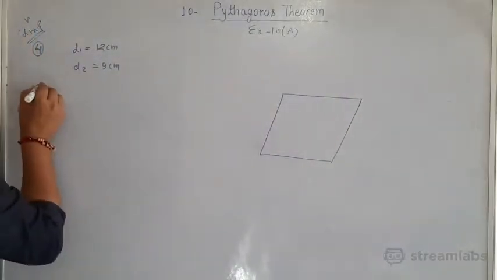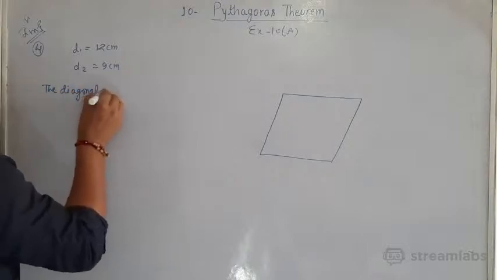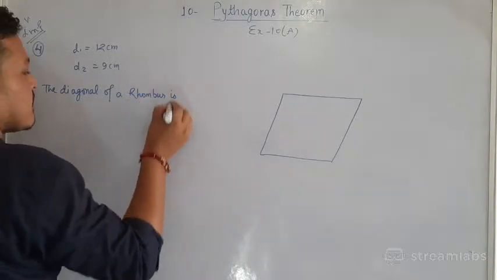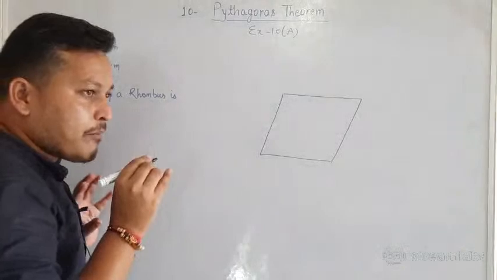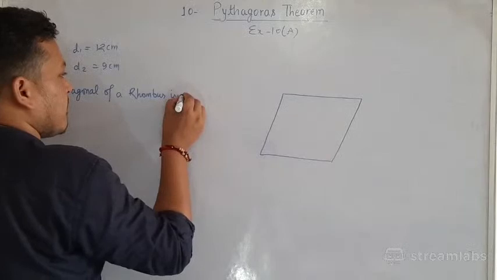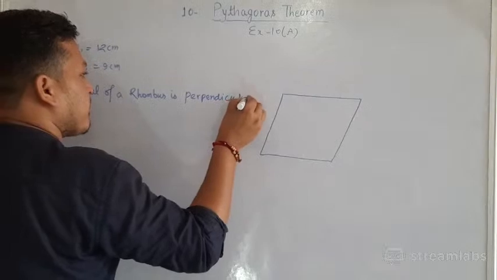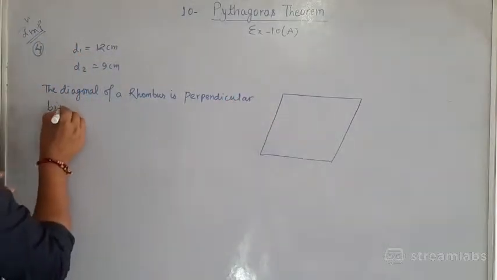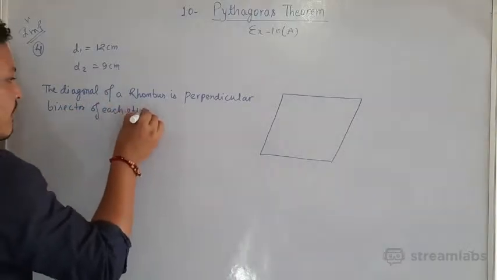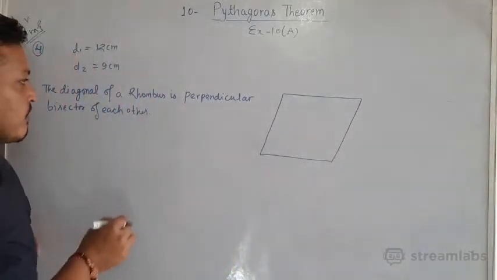What is the property of the diagonal of a rhombus? The diagonal of a rhombus is the perpendicular bisector of each other. Okay sir, the diagonal of a rhombus is perpendicular bisect to each other.